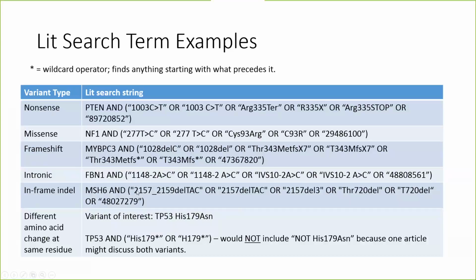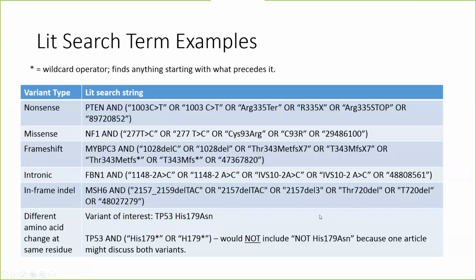So for an in-frame indel in this situation, instead of including the del TAC at the end, and the stop position for the deleted residues, they might just include the first, where the deletion begins. They might say del3 instead of spelling out all of the nucleotides that are deleted. And the same goes for the amino acid residue that's deleted too.